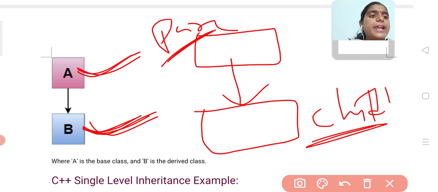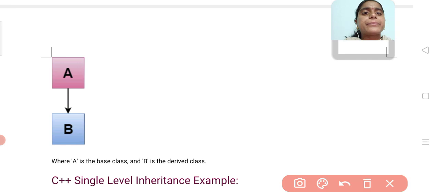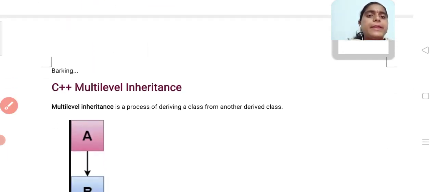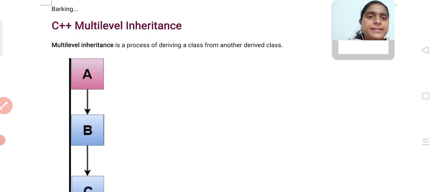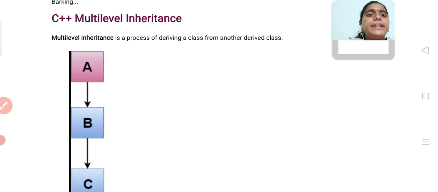Okay, if the child takes the property from a single parent, then it is called single inheritance. And next one, multi-level inheritance. So what is multi-level inheritance? Multi-level inheritance is a process of deriving a class from another derived class.